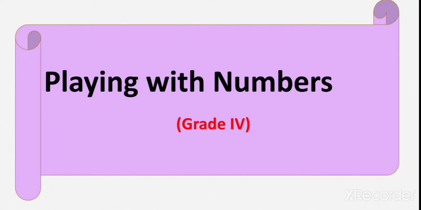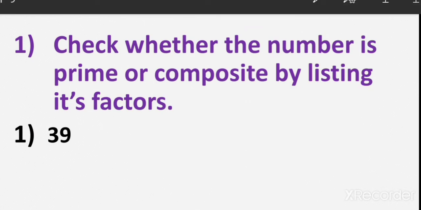Today we are going to see how to decide whether a given number is a prime or composite. The question is, check whether the number is prime or composite by listing its factors. So what we have to do here is list all the factors of the given number. Then depending on that we have to decide whether a number is a prime or composite.